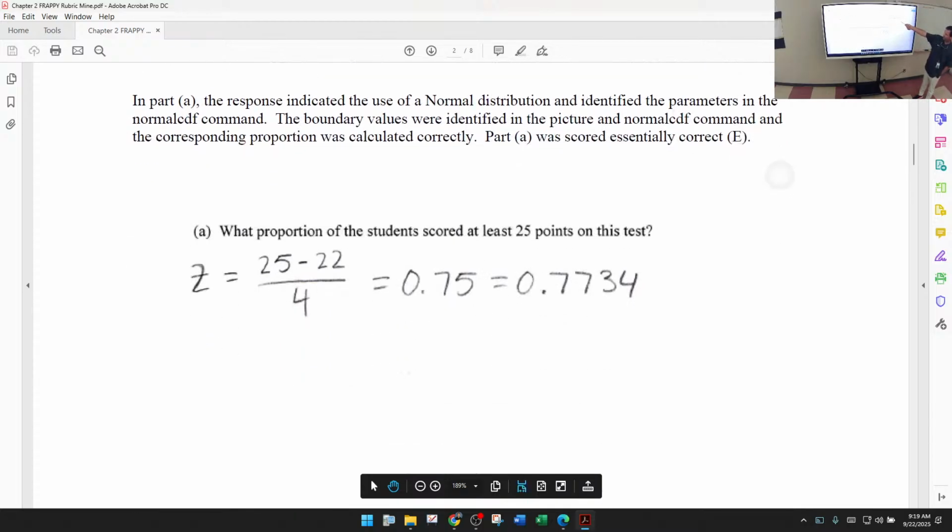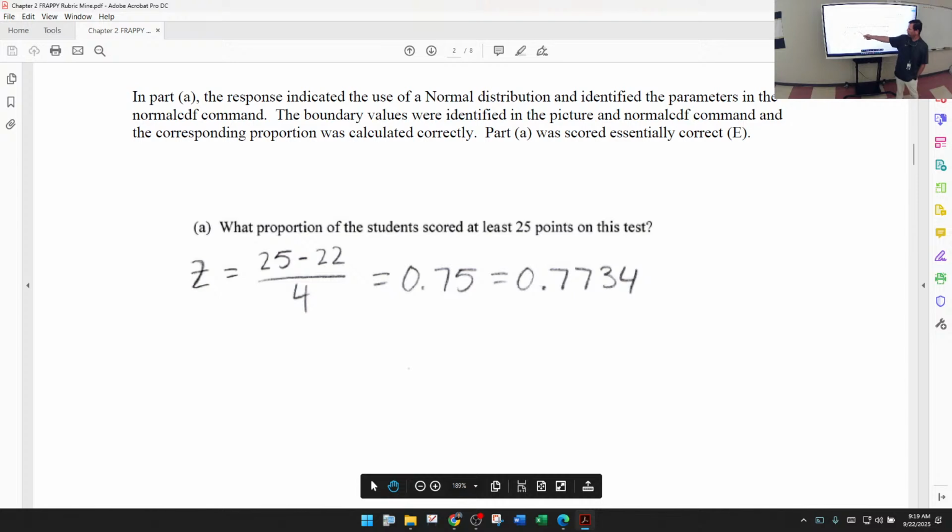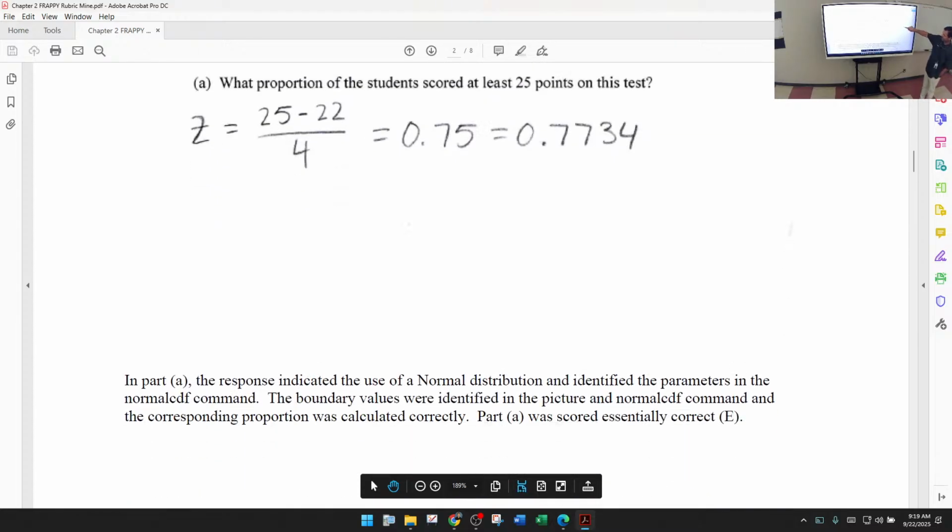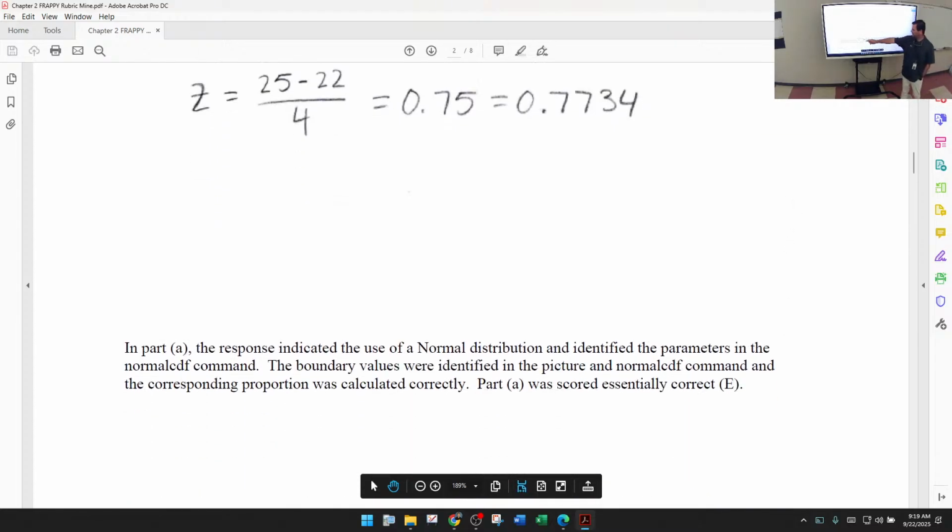This student, Z equals 25 minus 22 over 4, 0.75, 0.7734. They indicate the use of a normal distribution because they have Z equals. They identify the parameters in the normal CDF command. This is wrong. This is wrong.